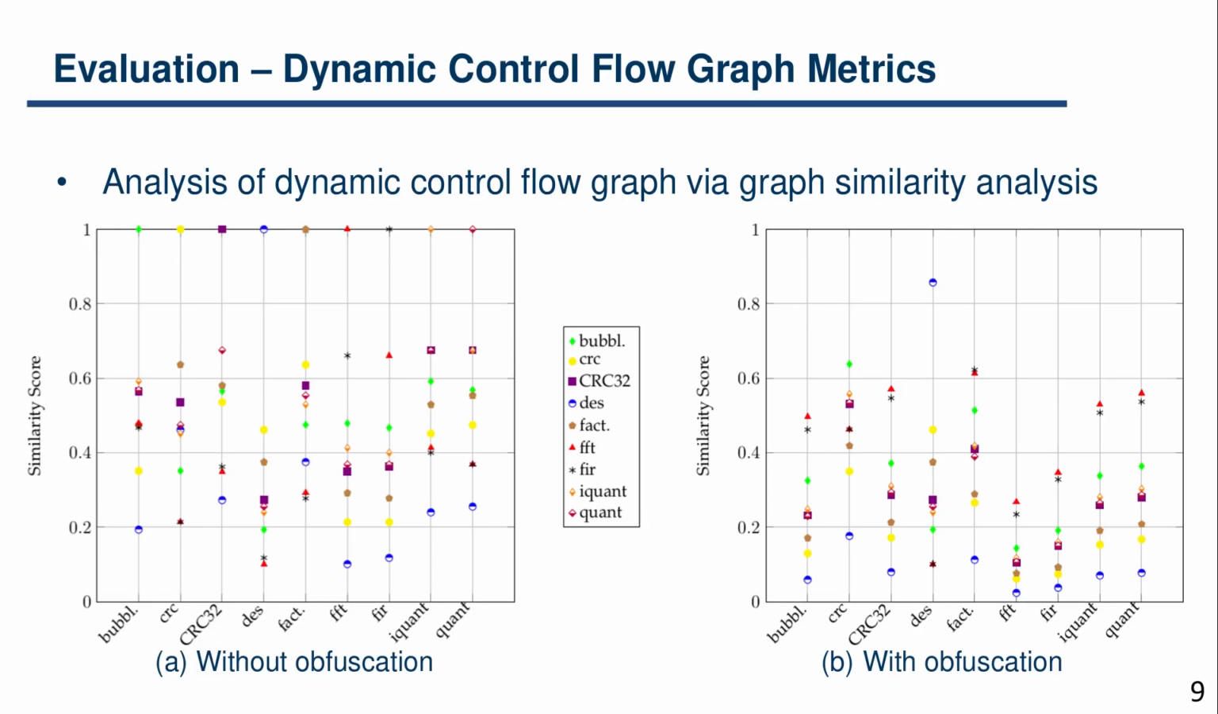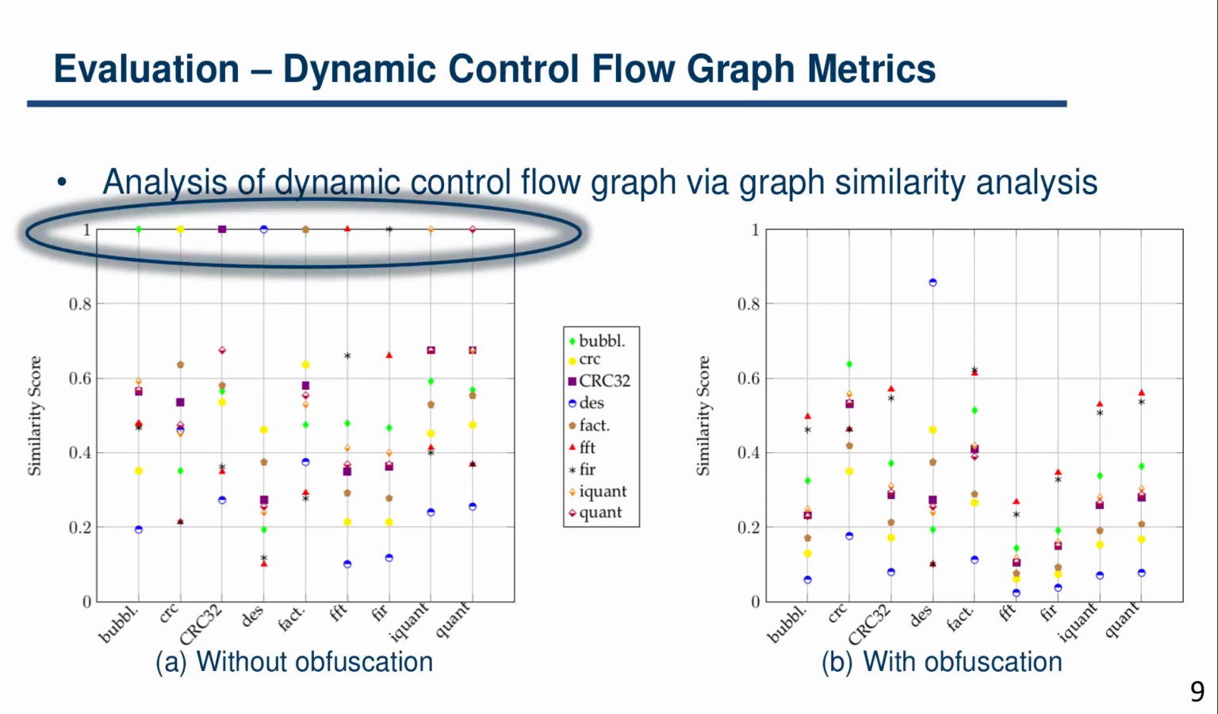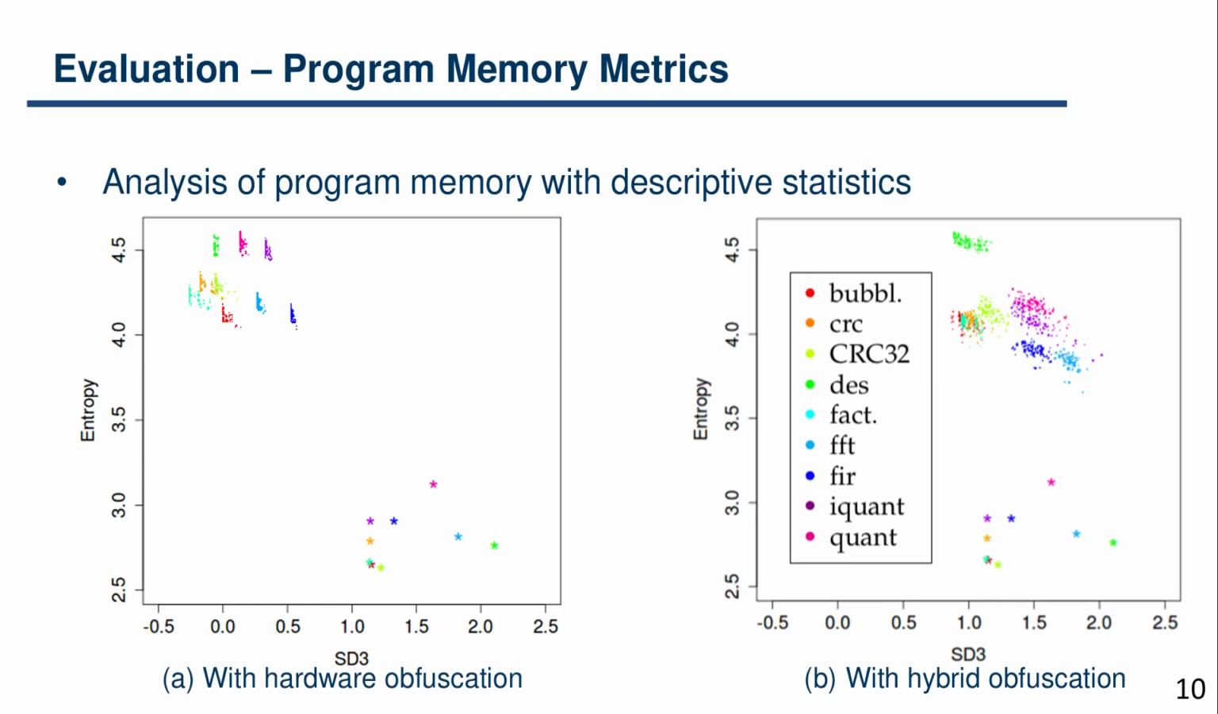to the original programs. In the left figure, we see that without obfuscation, the original program can be determined since the control flow is not altered. After applying obfuscation, we see that we can no longer distinguish the original program from the others, except for this. Since the adversary can read the program memory, he is able to apply statistical analyses to instructions. For the entropy and standard deviation of instructions, we see that the clusters are much larger and overlapping after applying hybrid obfuscation, as pictured on the right. This means that programs are more similar and harder to tell apart.